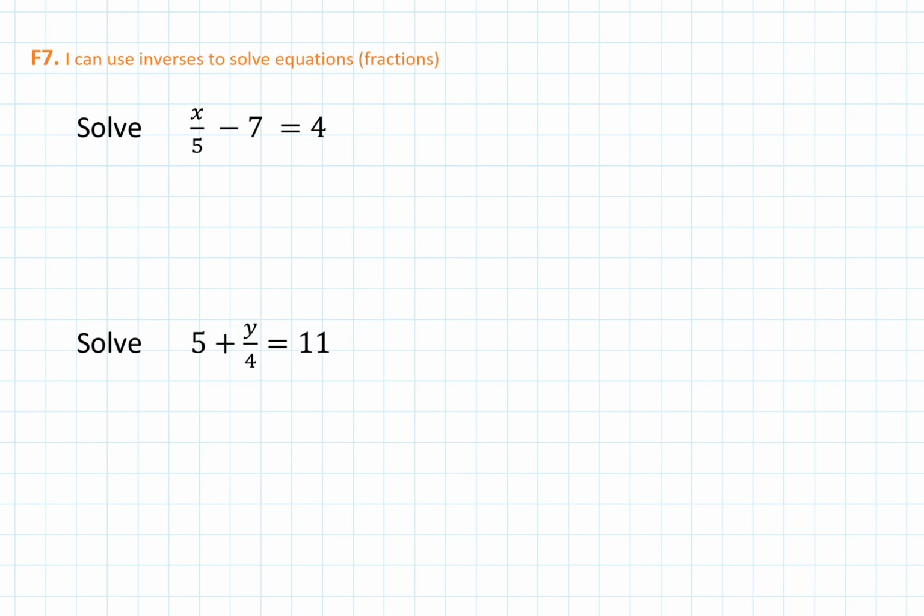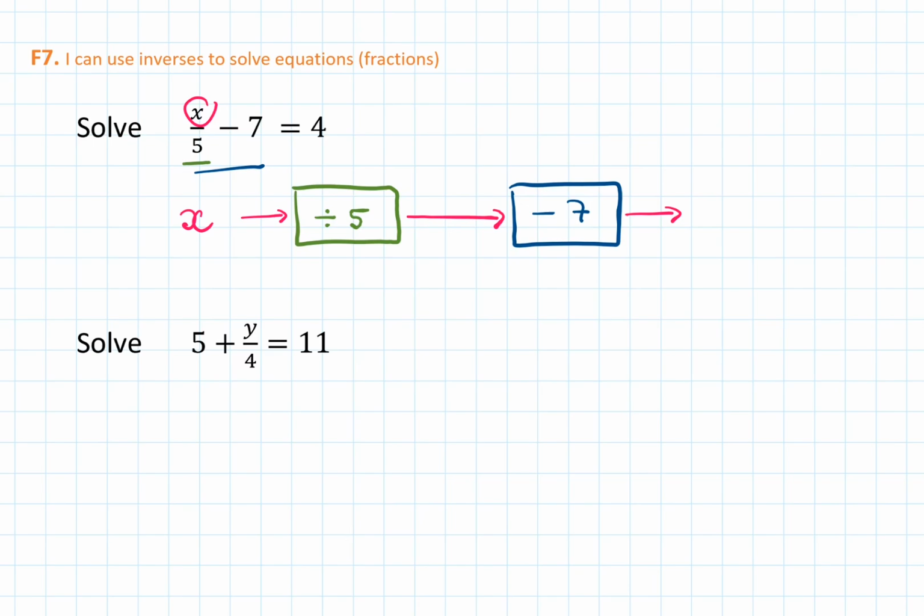Let's look at the first one. Here, we are trying to solve x divided by 5, take away 7, equals 4. Again, we'll start with x, which is our variable, and this will be the input to our function machine. So let's now draw our function machine. The first function we did is dividing by 5. That gave us the intermediate result of x over 5. We then subtracted 7 from this, and the final output of the function machine is 4.